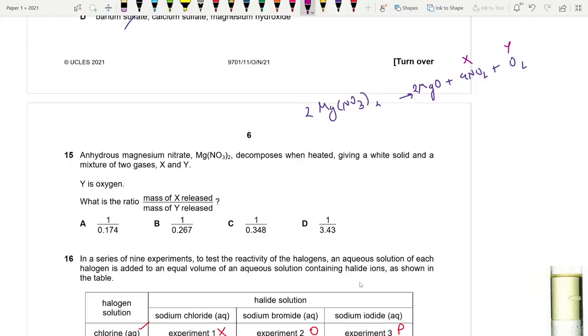So the ratio of X to Y, okay? Basically, the molar ratio is 4 is to 1, okay? So since we're dealing with mass and not moles, let's think about the Mr. Mass is equal to moles into Mr. So here the moles is 1, 1 into 16 plus 16, 32. Here it's going to be 4 into 32 plus 14, 184, 32. So X to Y, right?